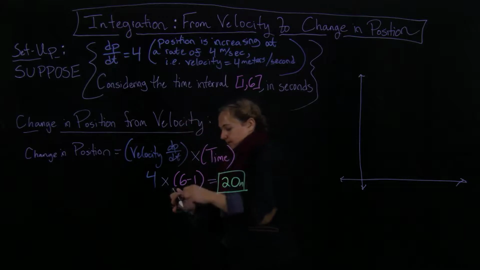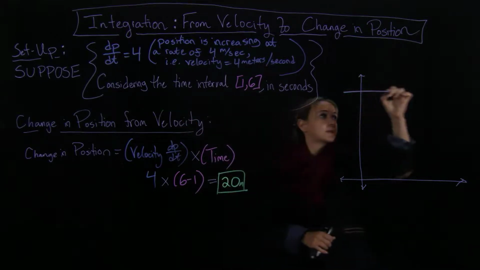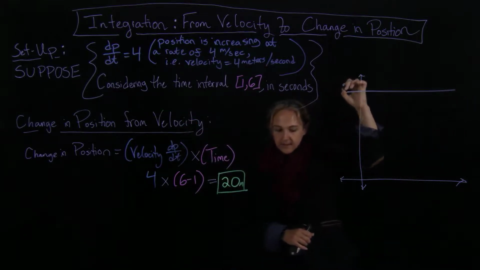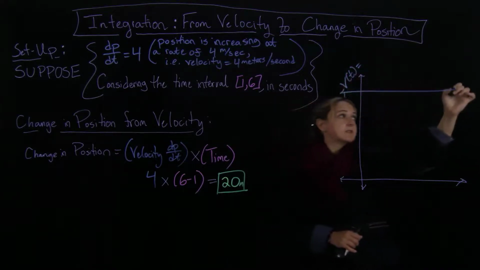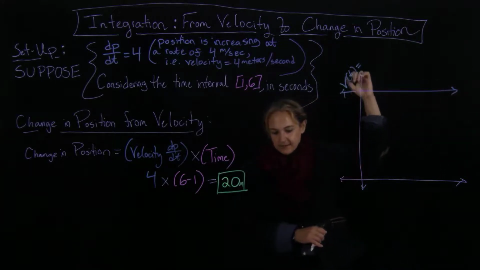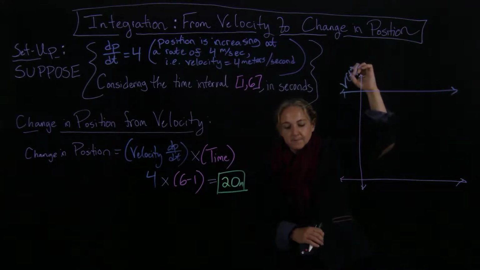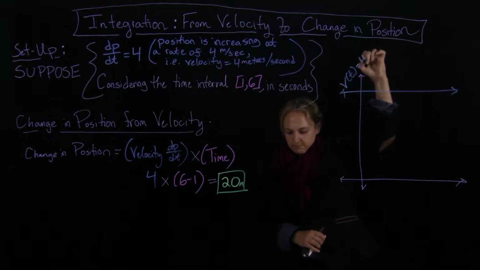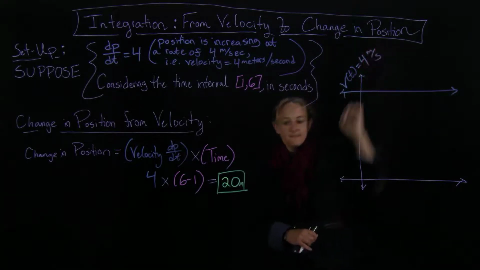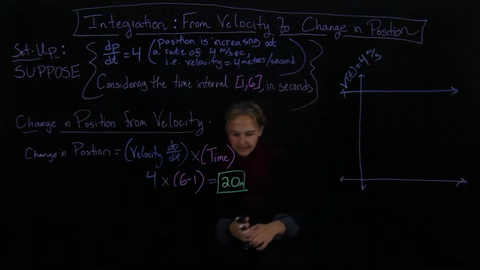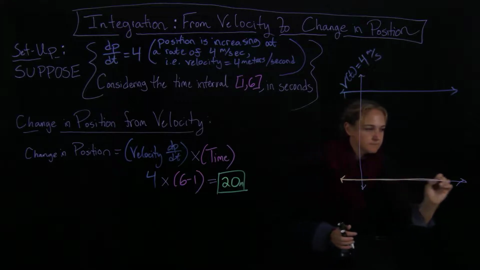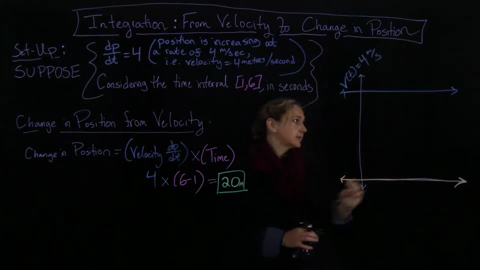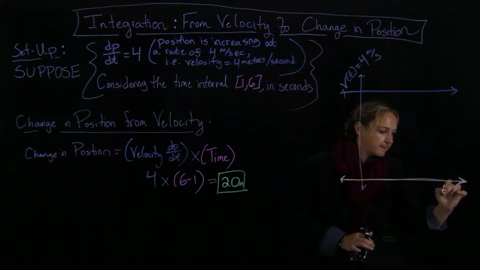We have our velocity at 4, so this is velocity. This is just a constant function, which means it ends up being flat, so my velocity is going to equal 4 meters per second. And then this axis here is t seconds, so this is time t, and in this circumstance it's in seconds.